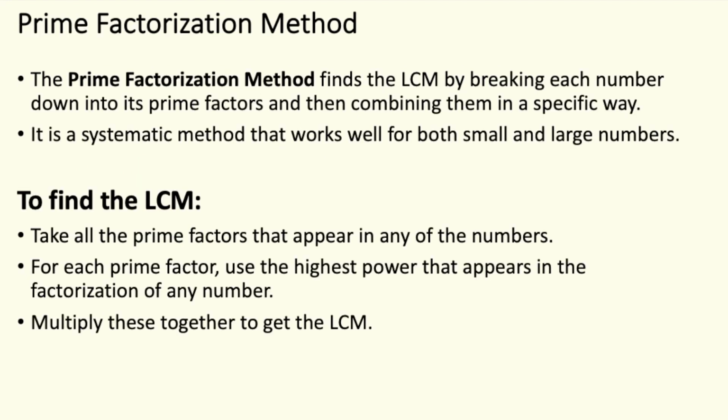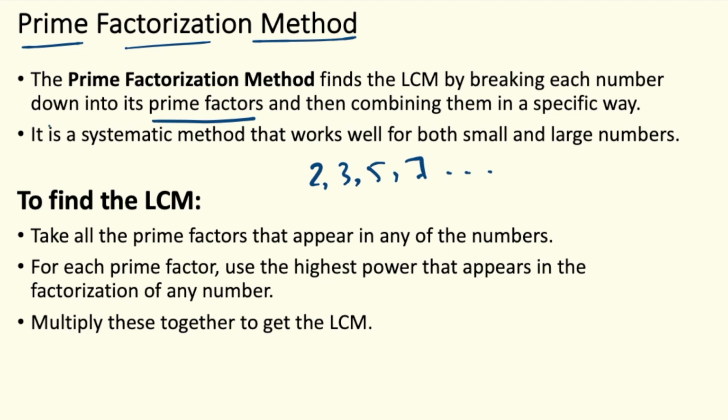Now let's look at the next way of finding the least common multiple, the prime factorization method. Unlike the listing multiple method, which involves writing down long lists, this approach works by breaking each number into its prime factors. Prime factors are simply numbers that can't be broken down any further, like for example 2, 3, 5, 7 and so on.